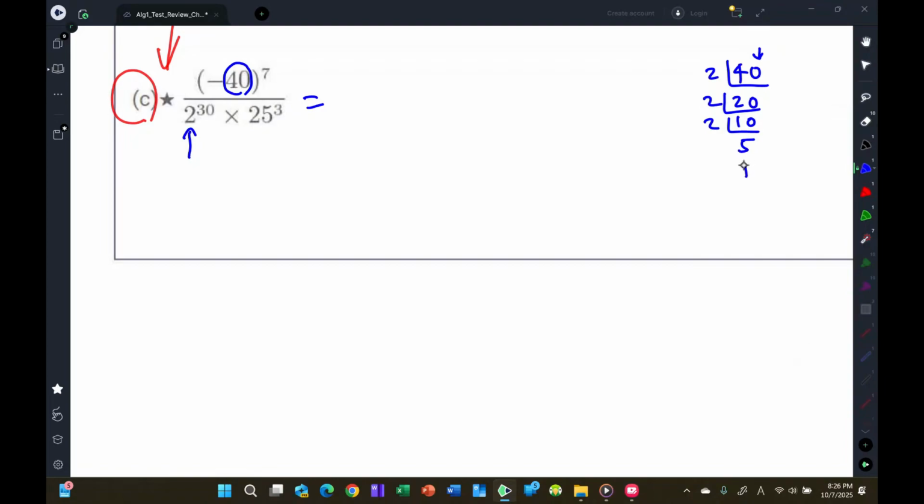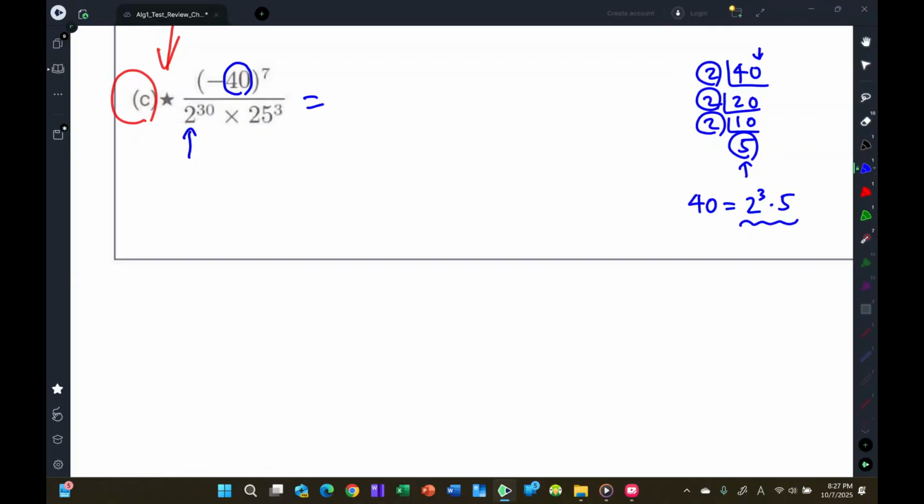And if I end up with a prime number at the bottom of the tower, then you're done. So you can rewrite 40 as 2 multiplied 3 times, so 2 cubed multiplied by just 5. That's the prime factorization of 40.